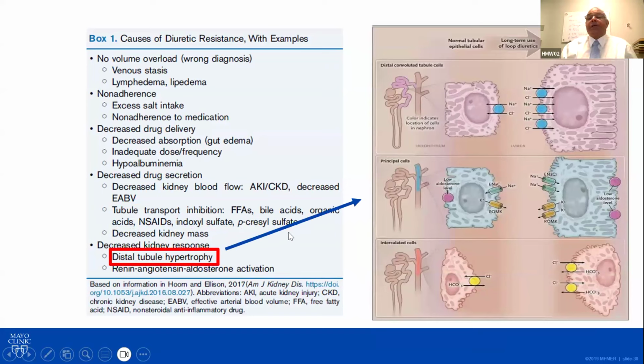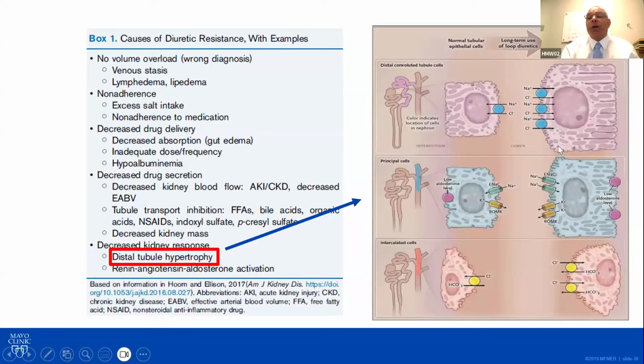Another important thing that happens in diuretic resistance is that over time the kidney adapts, in what is called distal tubular hypertrophy. That does not mean that they develop muscles in the distal tubule. No, it's that more channels get expressed. So in the distal convoluted tubule, more sodium chloride channels. This is with a normal tubule, this is with prolonged loop diuretic use. Instead of one channel here, more channels will be expressed.